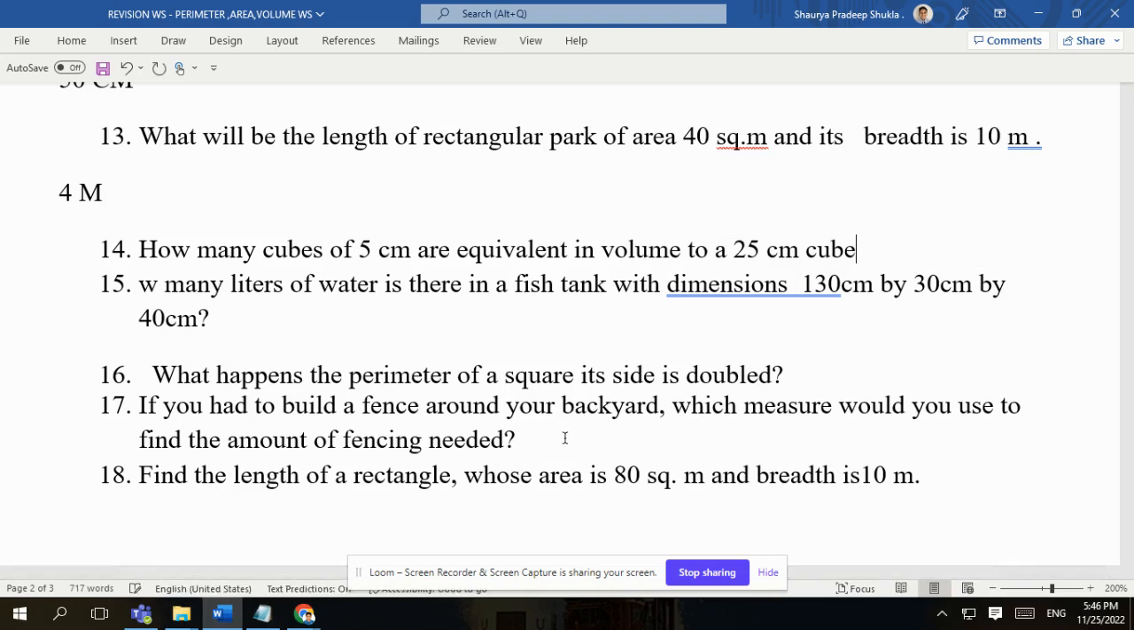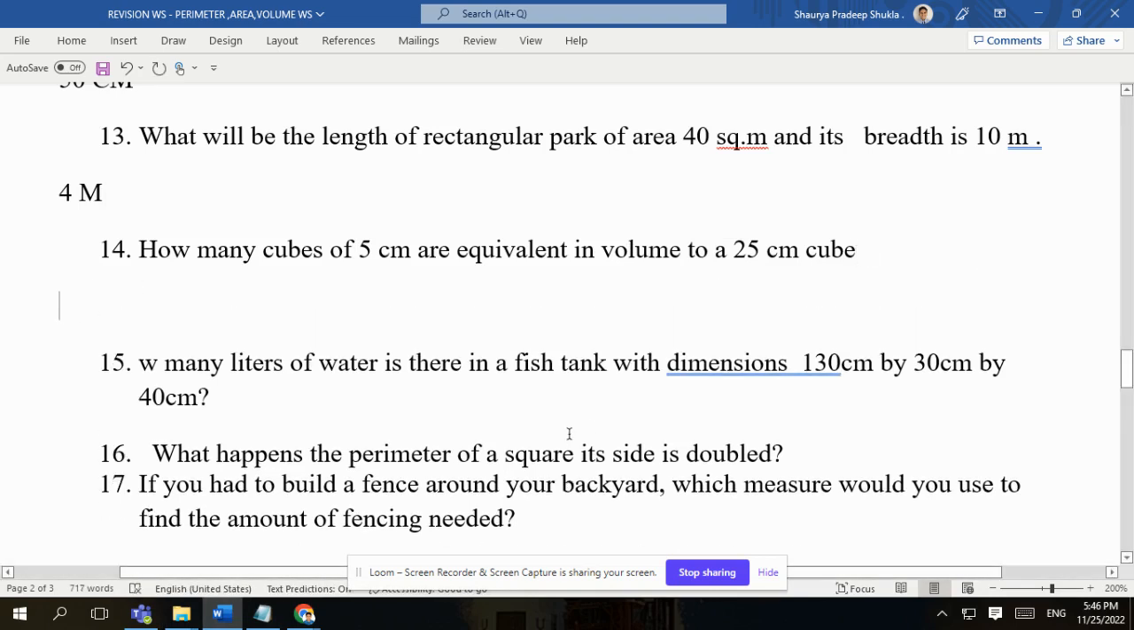This is something interesting. How many cubes? So just try to visualize this. How many cubes of 5 centimeter are equivalent in a volume of 25 centimeter cube? So basically, it's like in a bigger box, you have to fit smaller boxes. So for one cube, it is 5 centimeter, and the total is 25 centimeter. So how can we find that? We just need to calculate the volume of both of those first.